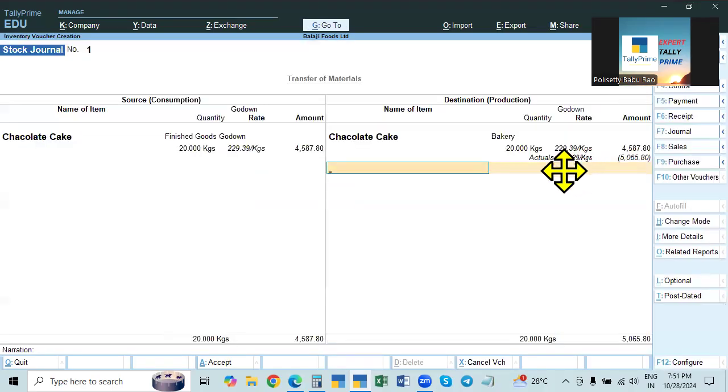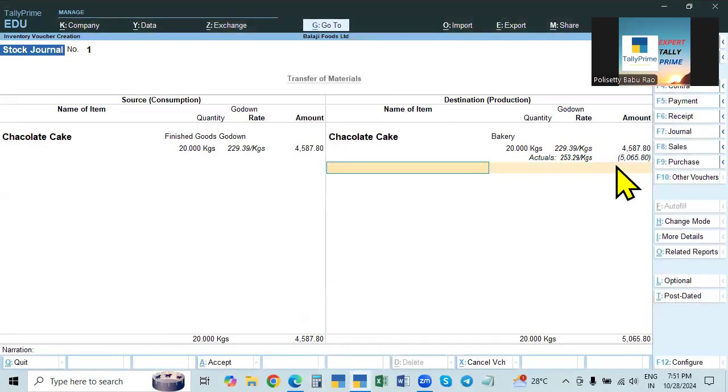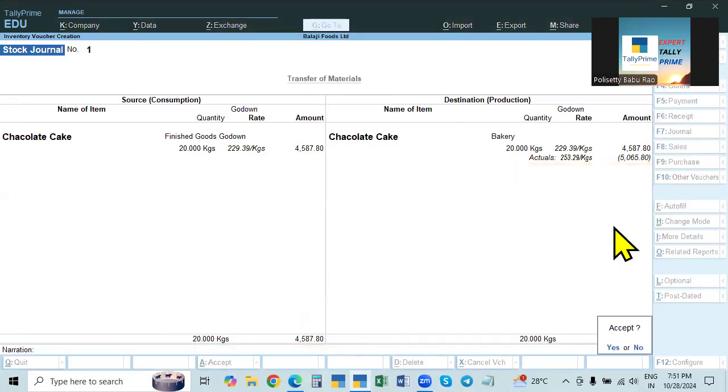See, now including this cost, the cost is increased to 253.29. That is the cost now, including the expenses, multiplied by 20. So it will be 5,065. That is the new cost including the expenses. That's all you have to do.